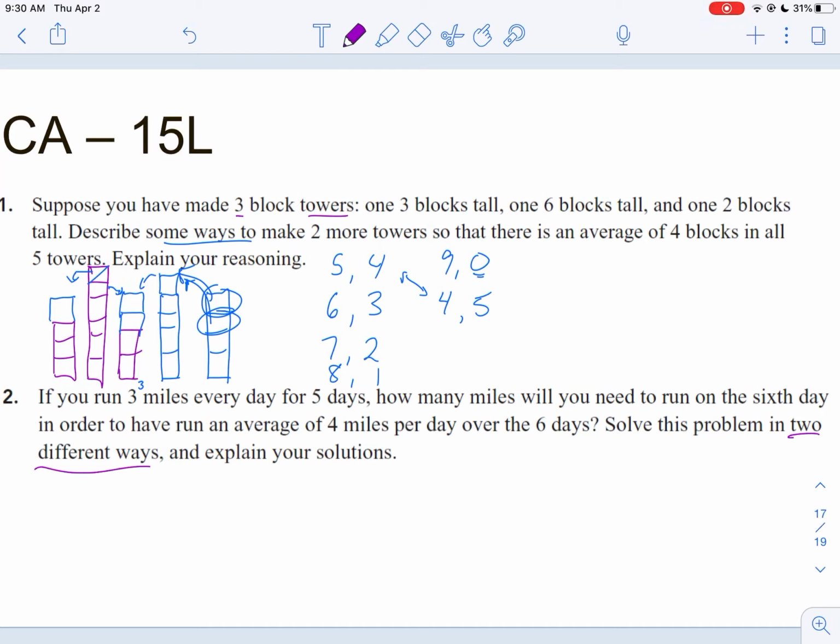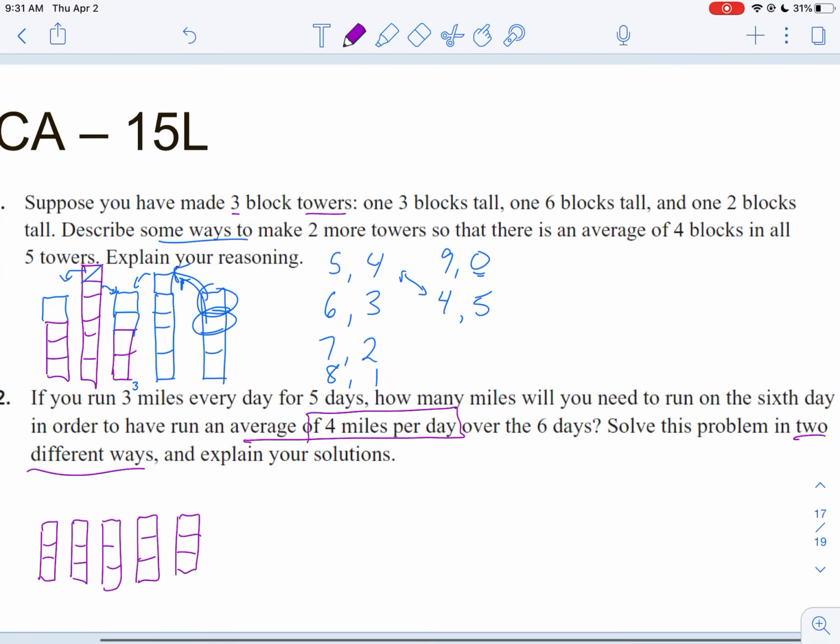3 miles, so I'm going to use this idea of blocks, even though I'm thinking miles. So 3 miles here, 3 more miles, 2nd day, 3 miles the 3rd day, and so on. So here I've got my 5 days. How many miles would you need to run on the 6th day to run an average of 4 miles per day? Well, again, this average, we're thinking about even distribution. So obviously I'm going to have to run 3 miles on that day. Well, really 4 miles on that day to get the 4 miles.